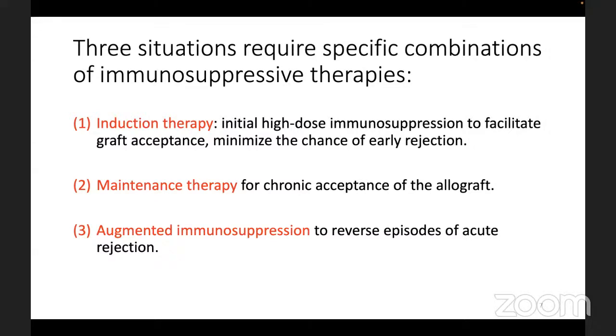The first is induction therapy, which happens inside the OR, before and after CPB. This includes high-dose immune suppression to facilitate graft acceptance and minimize the chance of early rejection. The second is maintenance therapy for chronic acceptance of the allograft, which is lifelong after transplantation. And the third is augmented immune suppression, which is reserved to reverse episodes of acute rejection.